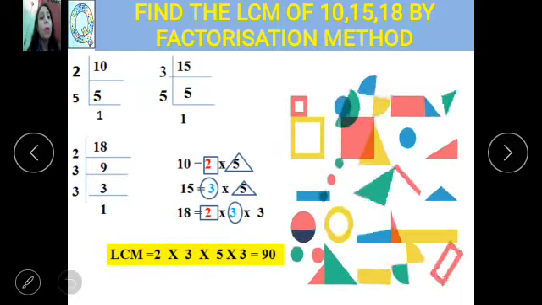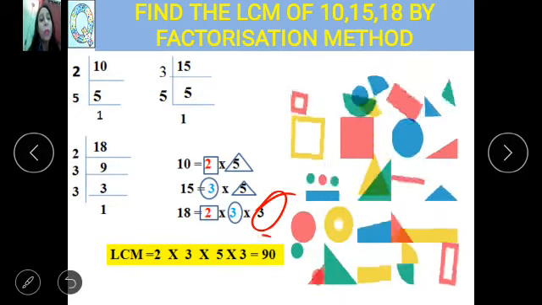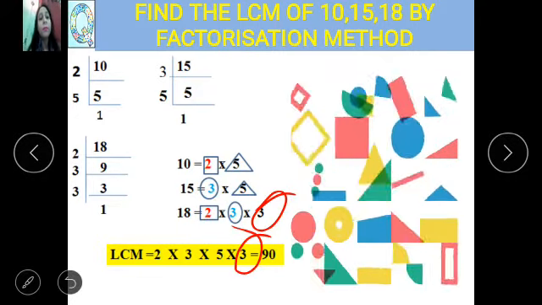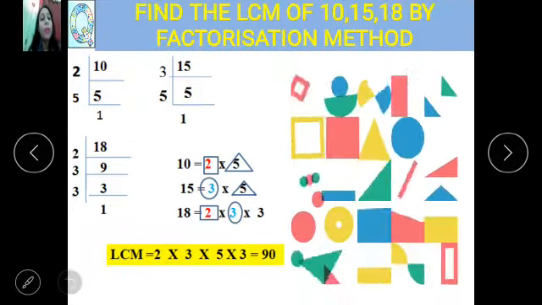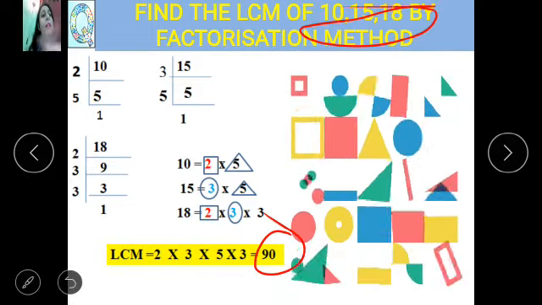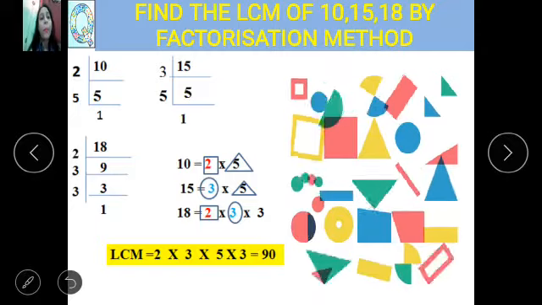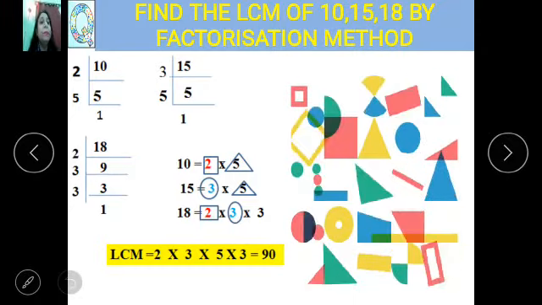Okay, now one 3 is left. So you have to take 3 also. Just multiply 3 over here. 2 into 3 into 5 into 3 is equal to 90. This is the LCM of 10, 15 and 18. Is that clear, children? Now come to the next, another method.